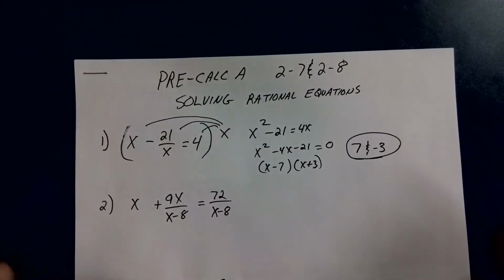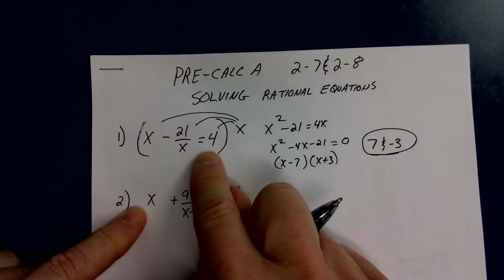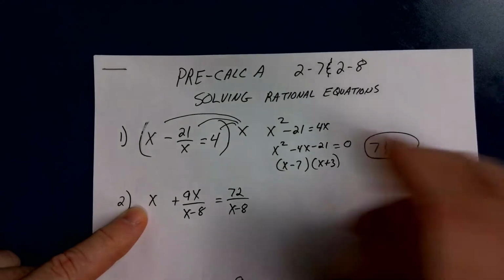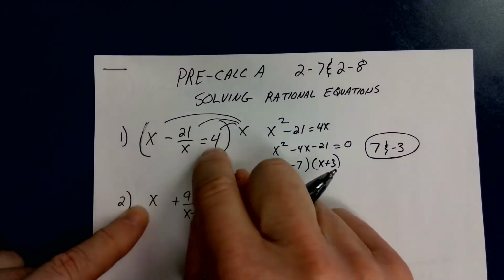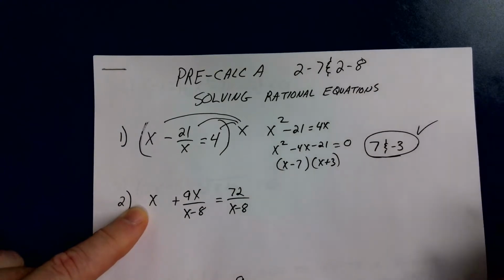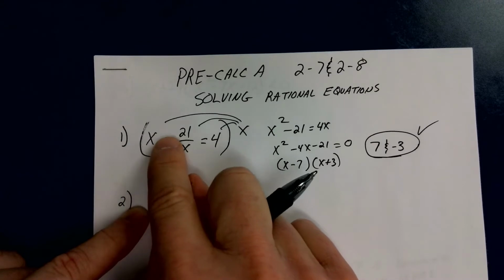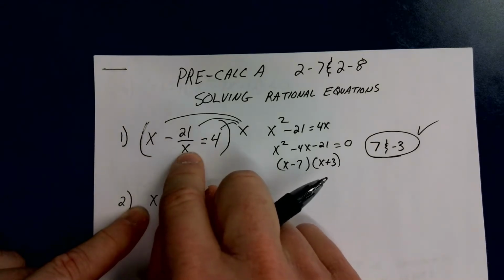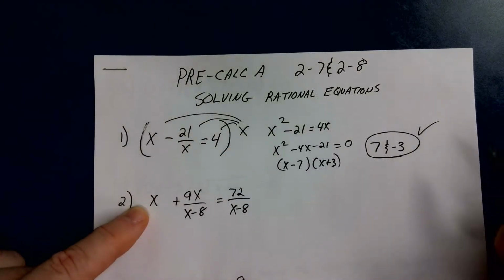I'm good with that? Now I'm going to take those 7s and those negative 3s, and I'm going to plug them back into this original problem and make sure that it does work. And you can see 7 minus 21 over 7 is 3. 7 minus 3 does equal 4. Check mark. That one does work for 7. Negative 3 here, so negative 3. And then negative 21 over negative 3 is positive 7. So negative 3 plus 7 does equal 4. Both of those do work.